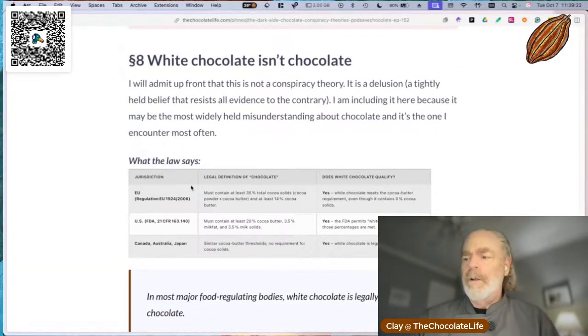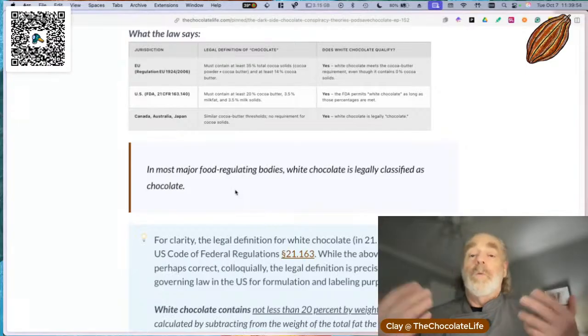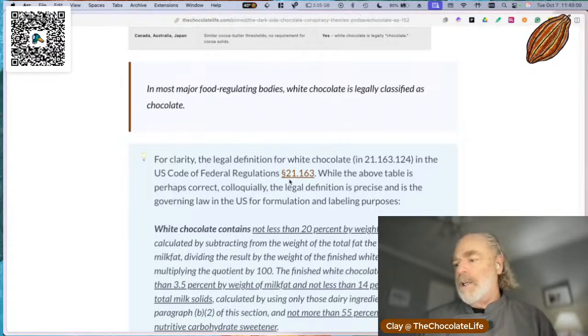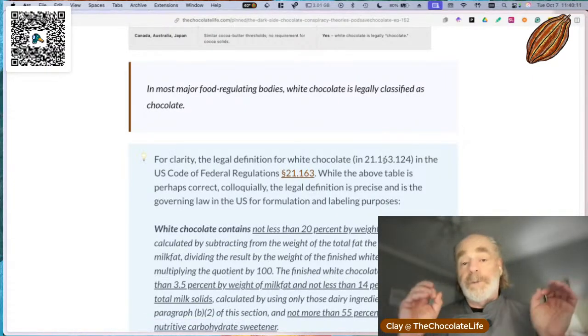There's a little summary table here about what the law says. So we're looking at US law, EU law, and the law in other jurisdictions. It's not really a good table, I just wanted a summary. What we can take away from this is that in most major food regulating bodies, so in the Code of Federal Regulations, the FDA here in the United States, and in the Codex Alimentarius, which is used widely in the EU and elsewhere, we'll find a definition for white chocolate, what here in the US we would call a standard of identity. I link directly to the Code of Federal Regulations, to the page which is all about chocolate products. But here is section 21 CFR 163.124, which specifically talks about white chocolate.